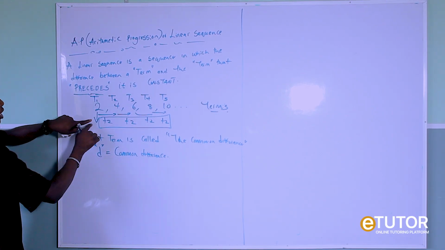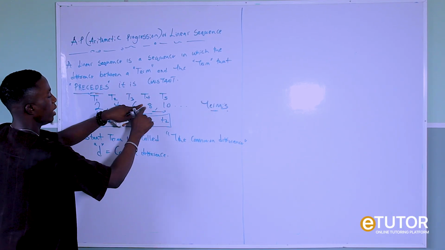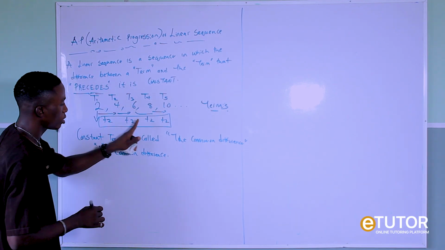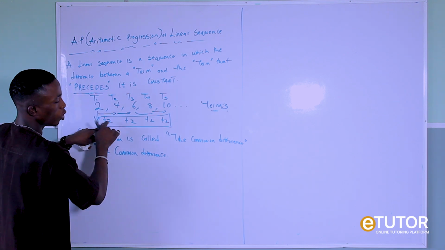How did 2 become 4? You added 2. How did 4 become 6? We also added 2. 6 became 8, added 2. 8 became 10, you added 2. So 2 remained constant throughout this sequence. So 2 here is the common difference.